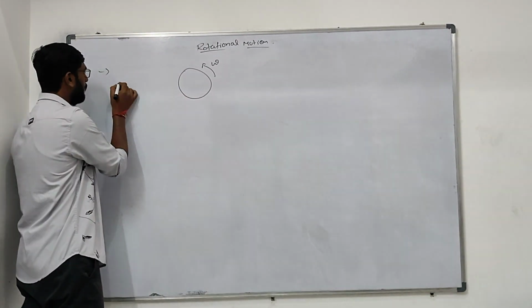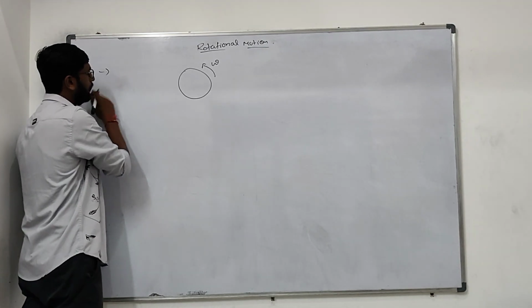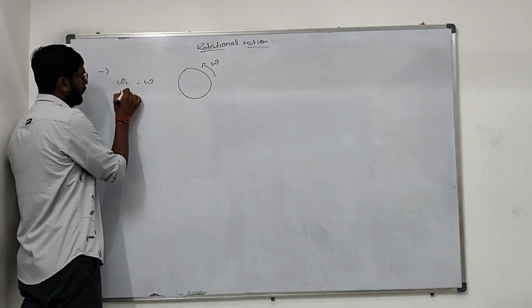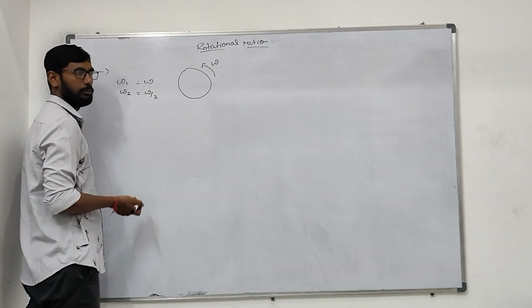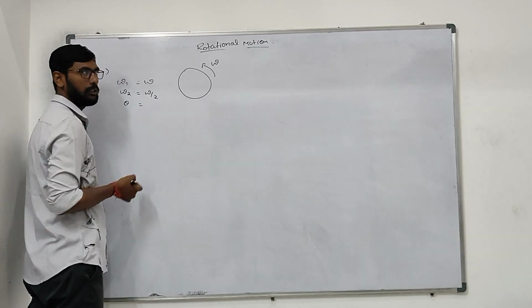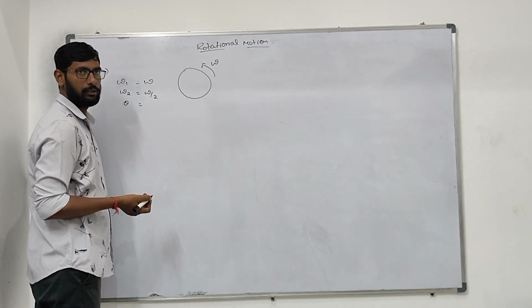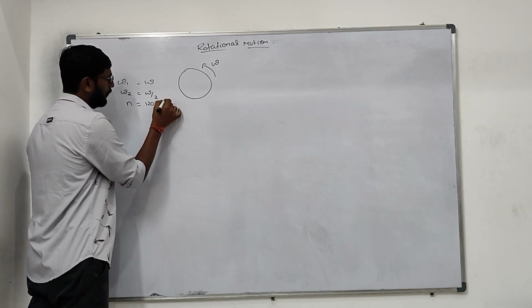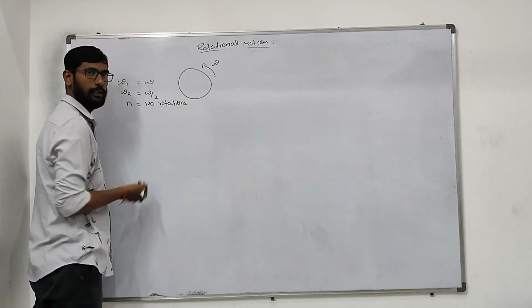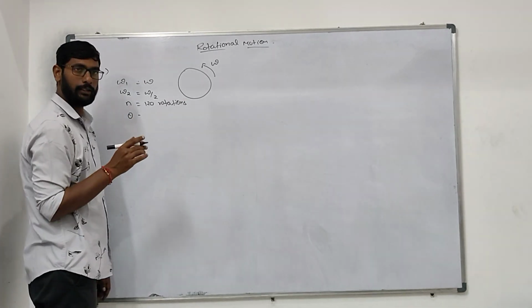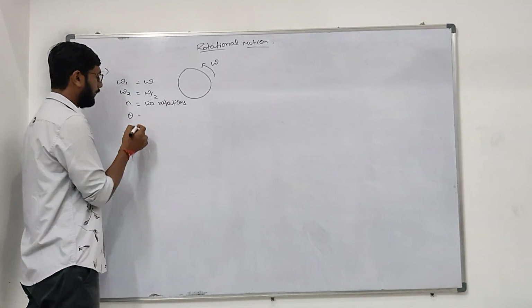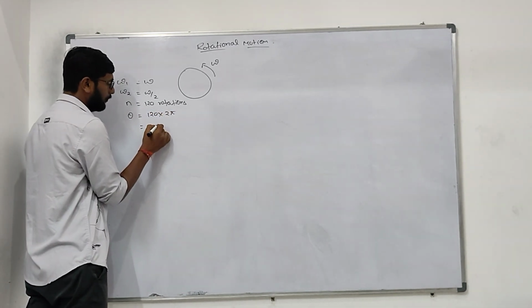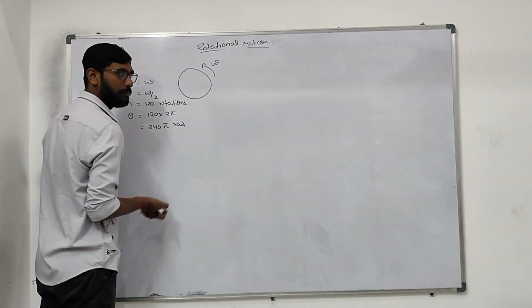So in case 1, what happens? We will write the initial angular velocity is omega, the final angular velocity is omega by 2. Theta equals what? They have given n, 120 rotations. So theta will be what? In one rotation, angular displacement is 2 pi. In 120 rotations, 120 into 2 pi. So that means 240 pi radian.